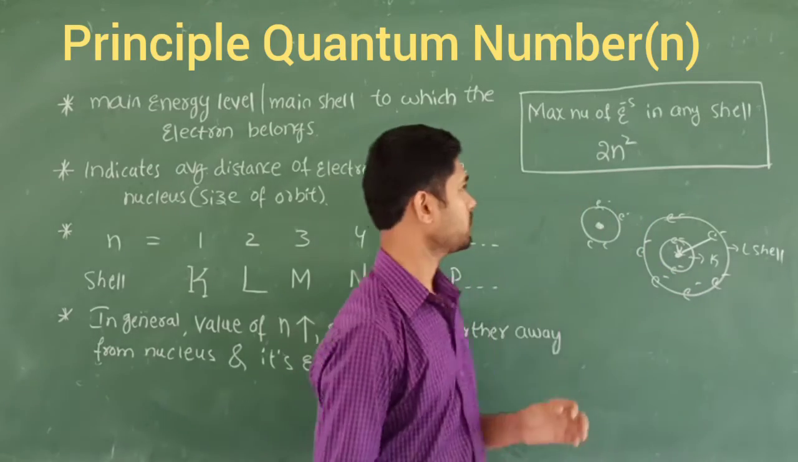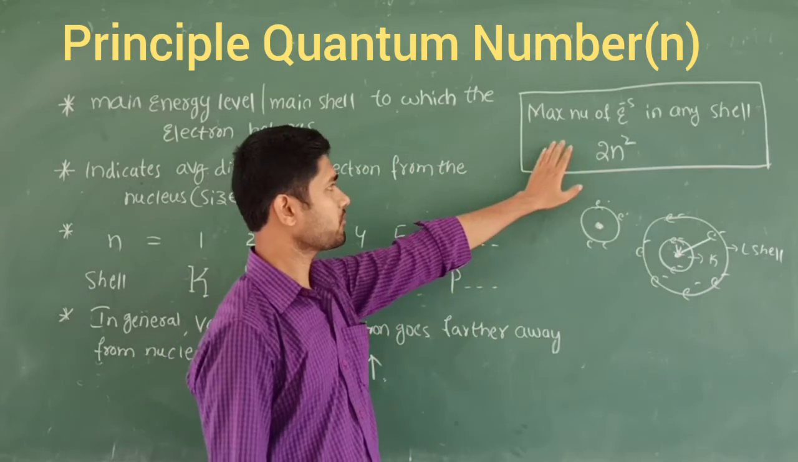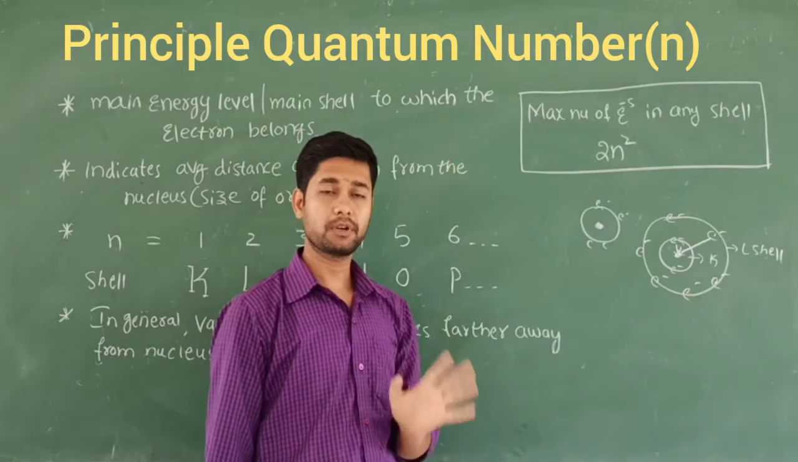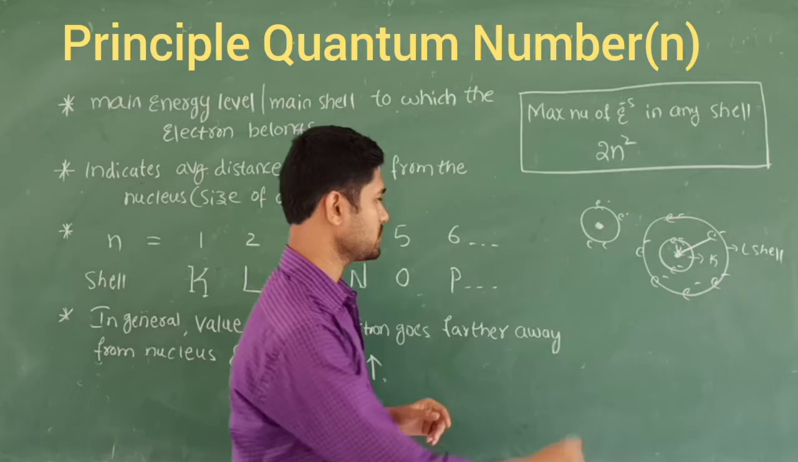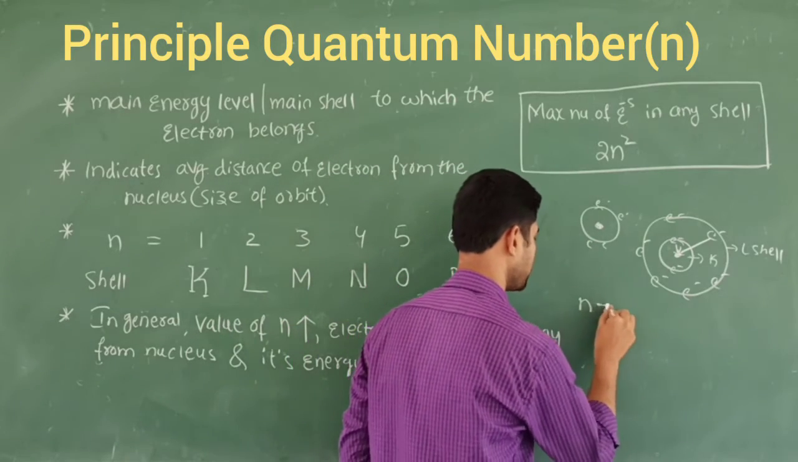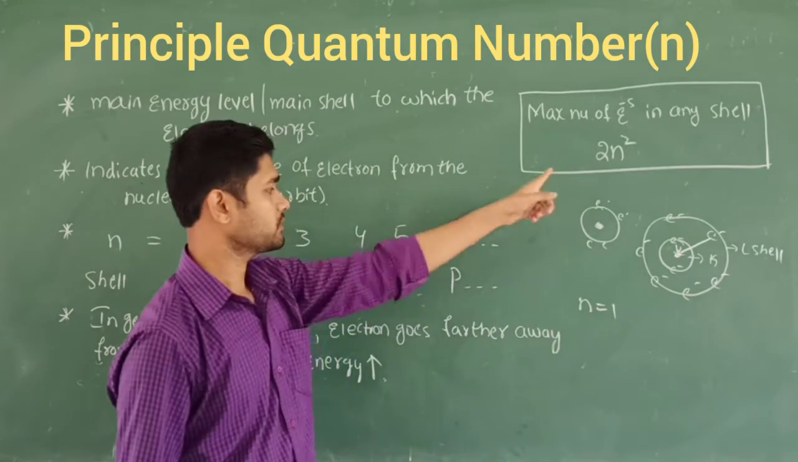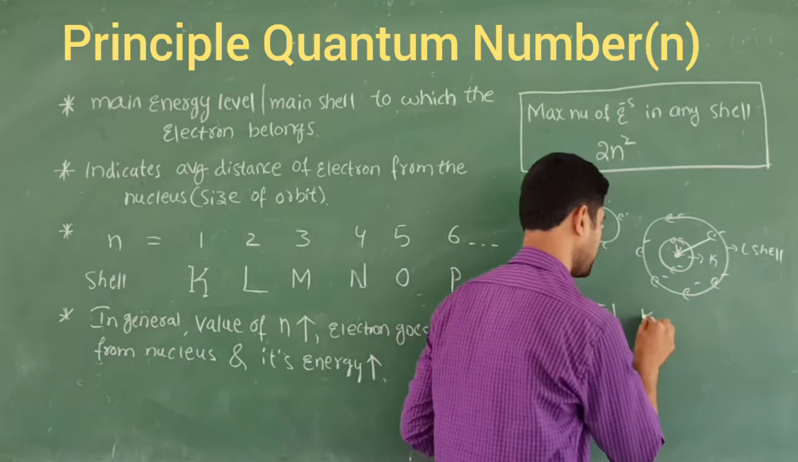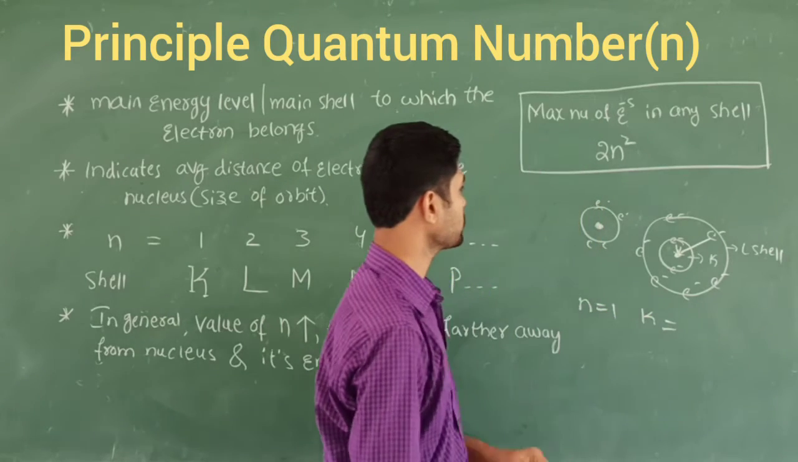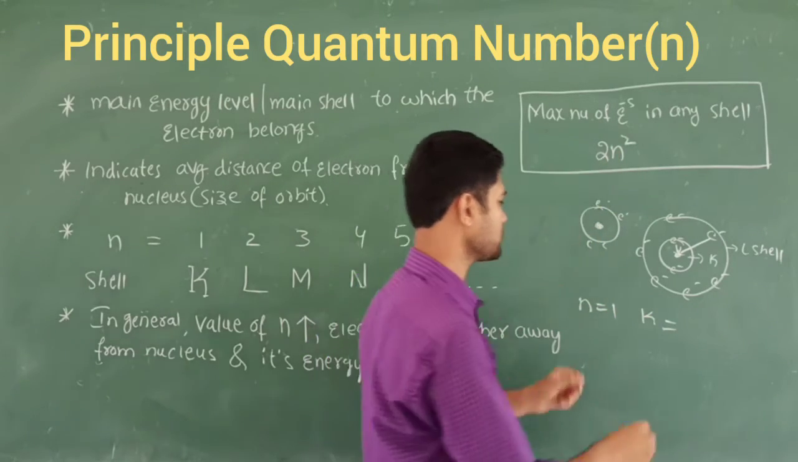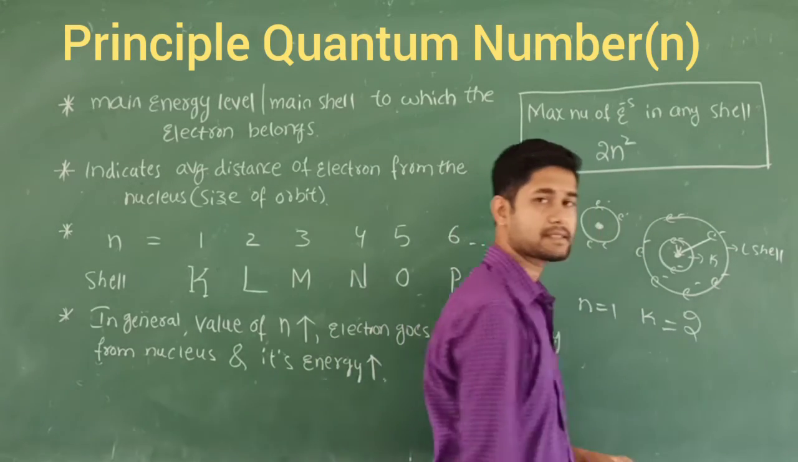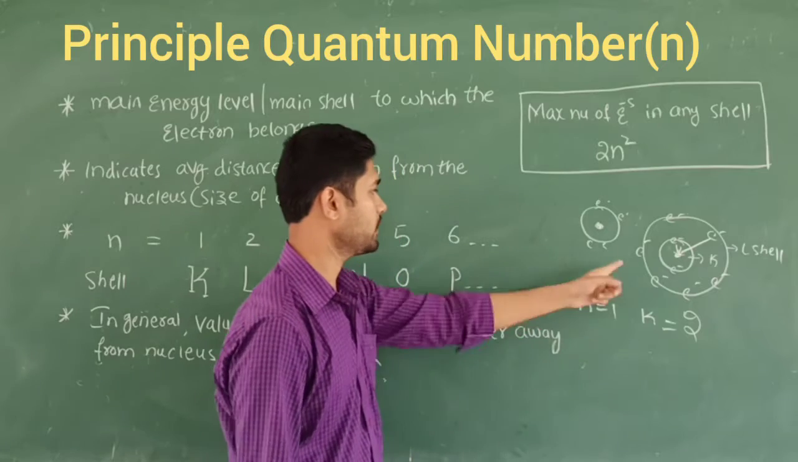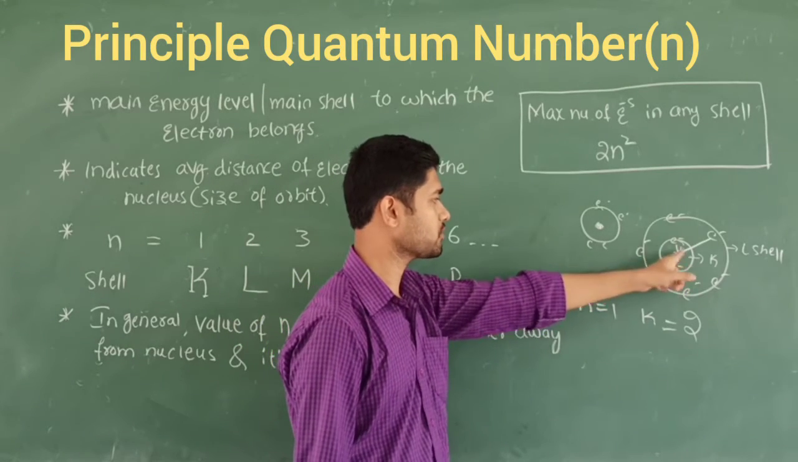And one more important thing: the maximum number of electrons that can be accommodated in any shell is equal to 2n square. If I take n equal to 1, that is called the K shell. In the K shell, how many electrons will be there? If I put n equal to 1, that is 1 square, which is 1, so 2 times 1 is 2. Maximum 2 electrons you are going to fill here. That's why I have placed only 2 electrons in the K shell.